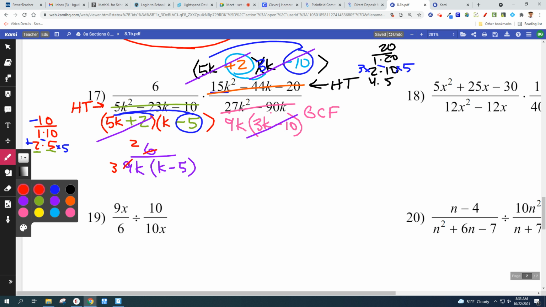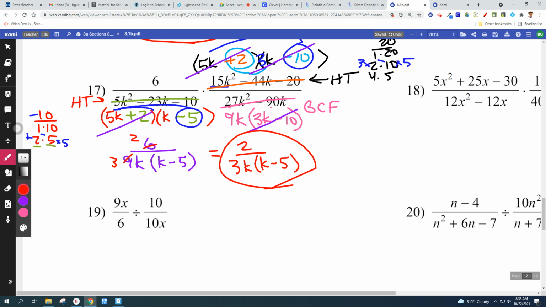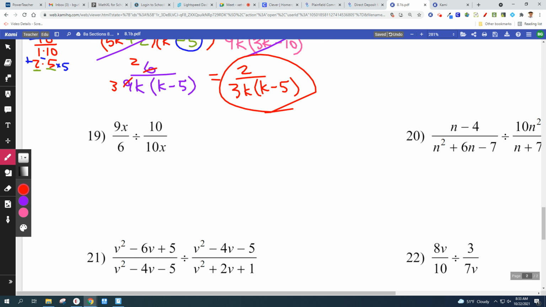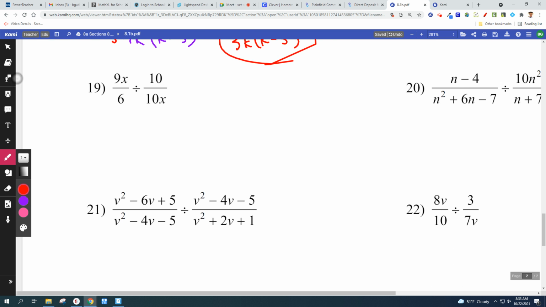6/9 reduces to 2/3. So technically, we would write 2 over 3k times k minus 5. That problem's rough because of the hard trinomial, not because of the overall material. It's just because it has so many hard trinomials. The other ones aren't so bad.